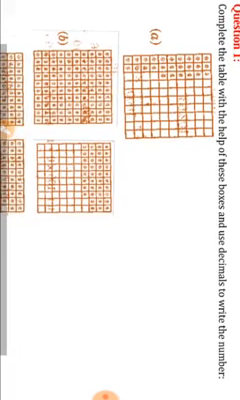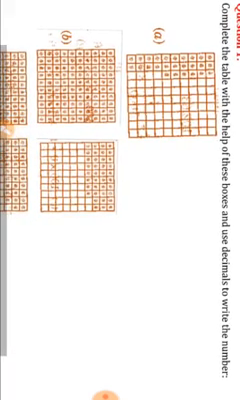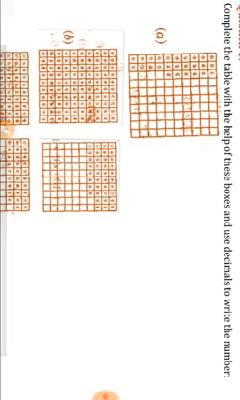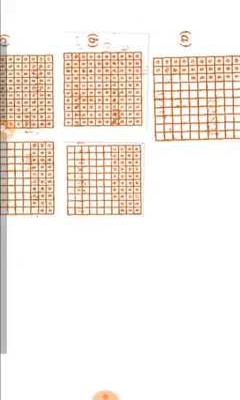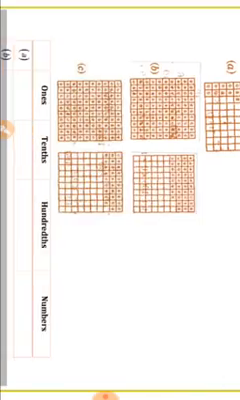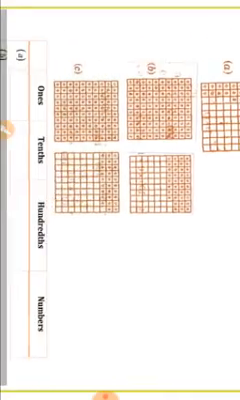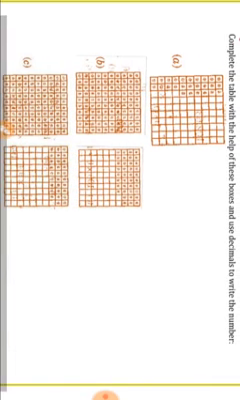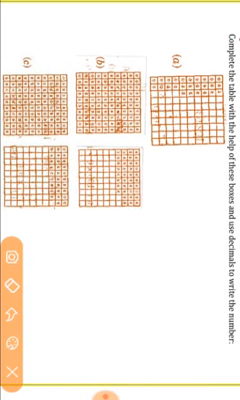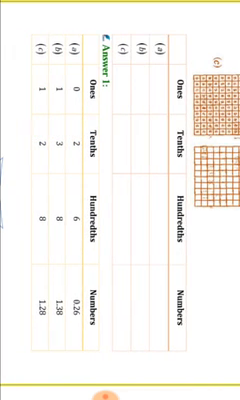Complete the table with the help of these boxes and use decimals to write the number. Okay, complete with the help of the box. So they should write how many tens, how many units. These all are the hundreds place only. Hundreds, in that hundreds, 10 it is, and it is unit. Okay, keep it in mind. So how many tens are there? 2 tens are there here. So 2 tens only.